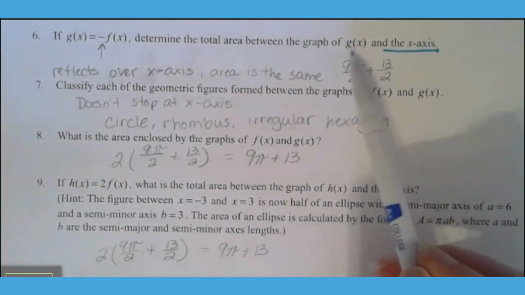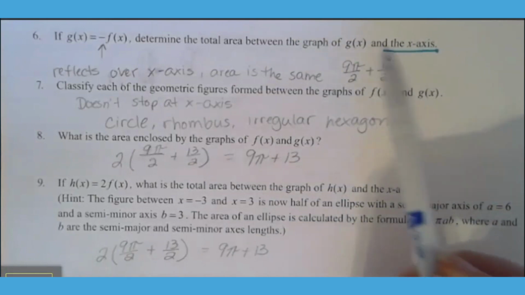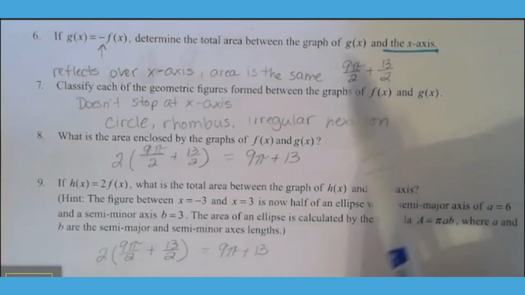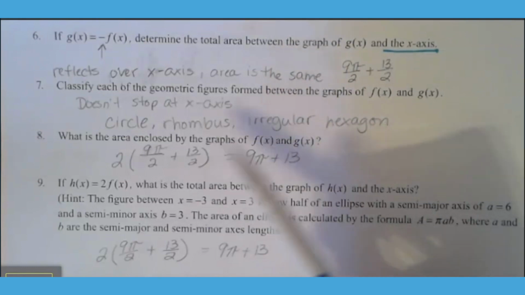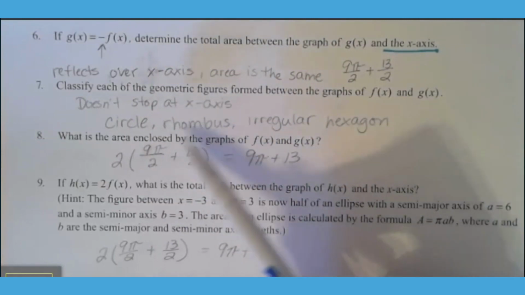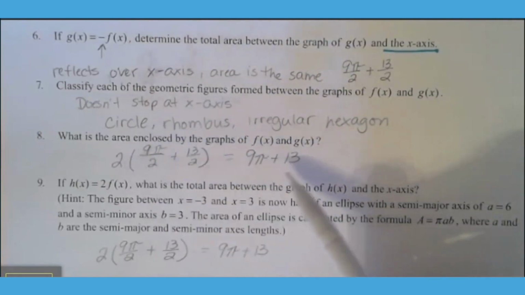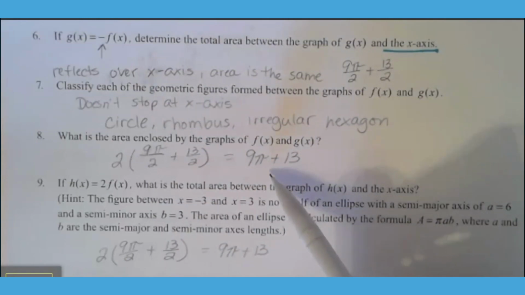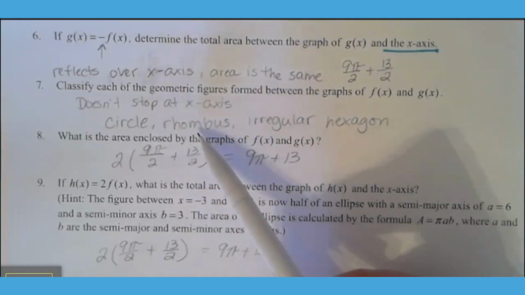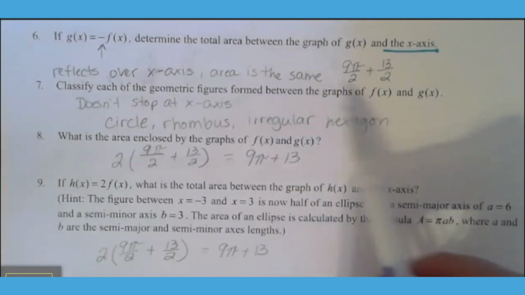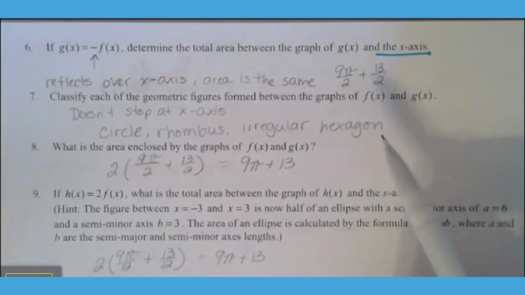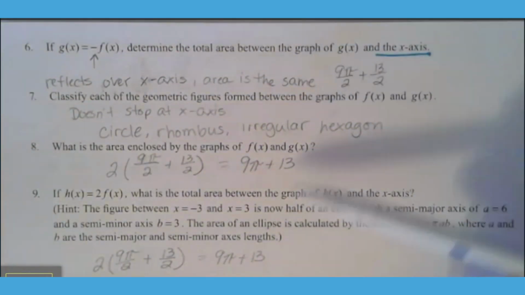So because we know that between g of x and the x-axis was 9 pi halves plus 13 halves, and we know the same was for between the f of x function and the x-axis, if I'm now going between both of those, my total area will be twice that amount, or 9 pi plus 13, which is a much simpler, time-saving, straightforward way to think about this, rather than having to actually calculate the area of the circle, the area of the rhombus, and an area of a hexagon, which they probably are not familiar with up to this point. So that is our portion 6 through 8.